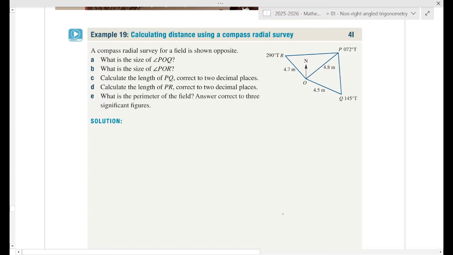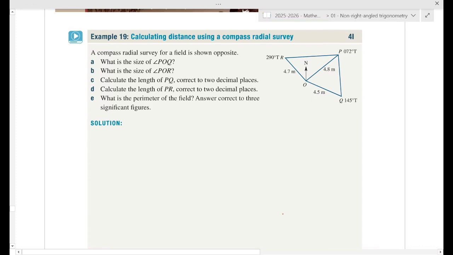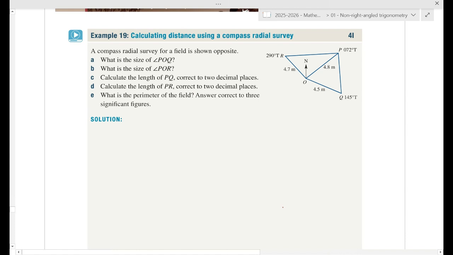All right, last one for the topic, guys. Calculating distance using a compass radial survey. So, got a few parts to this one. First one we're going to do is find the size of POQ. So, what we're doing is actually working it out of a radial survey. So, POQ, we're looking at that angle in there.